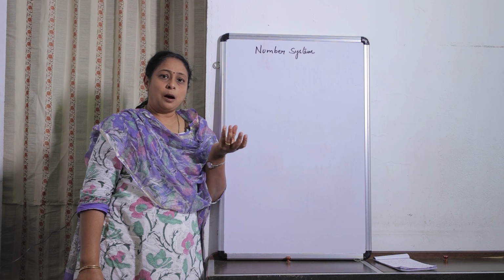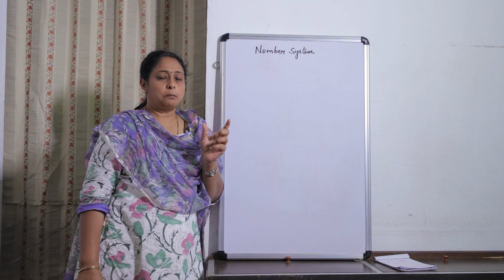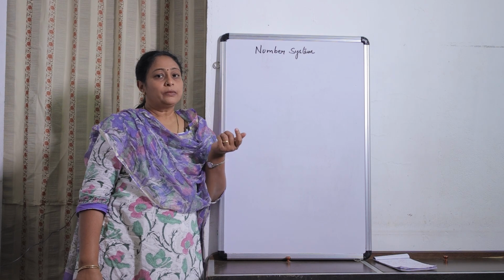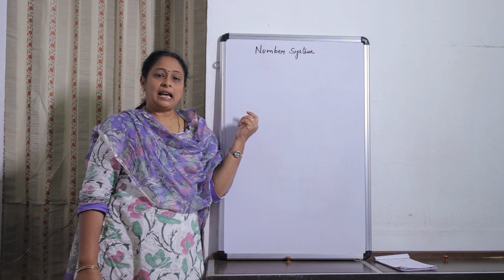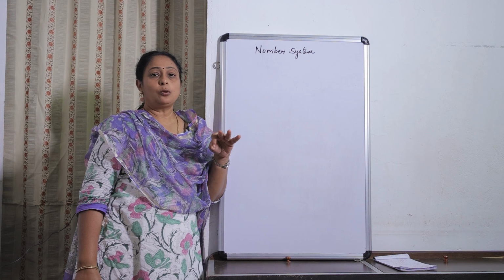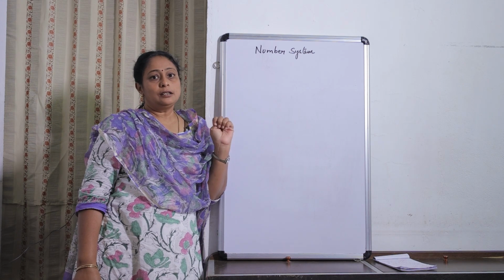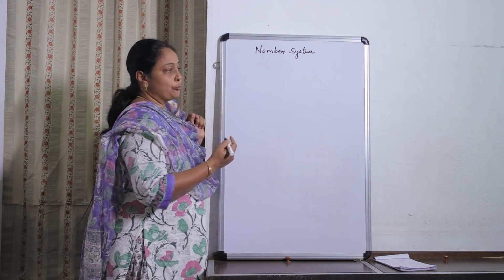So whatever, even amount, cost, date, hours, minutes, anything we are using, the numbers are based on decimal number system. Okay, but here in computers we have, along with decimal number system, other three number systems. Okay, totally there are four number systems used in computers. Okay, so here we will see what are the four.